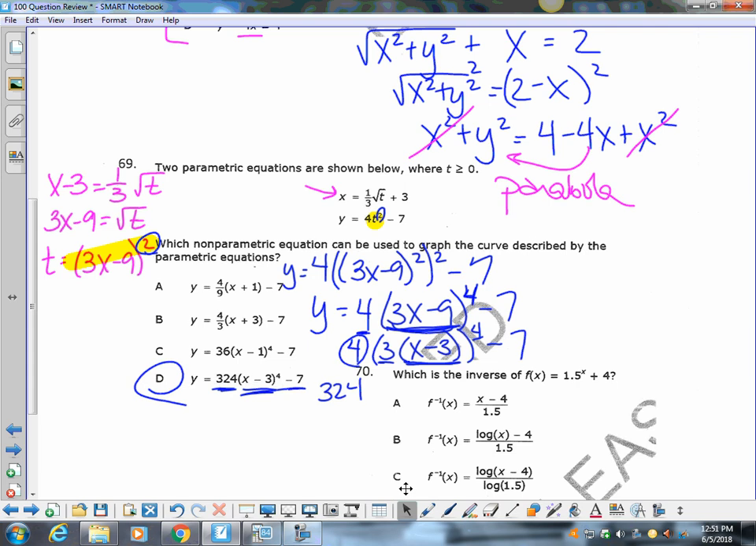Again, these polar and parametric equations, they're not difficult. They're really not. But you've got to take your time and stick with them and figure them out and make sure you know those 4 formulas.